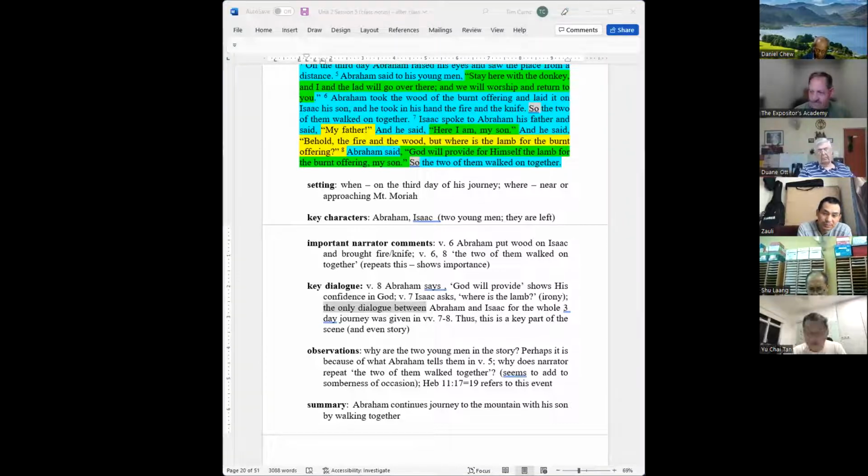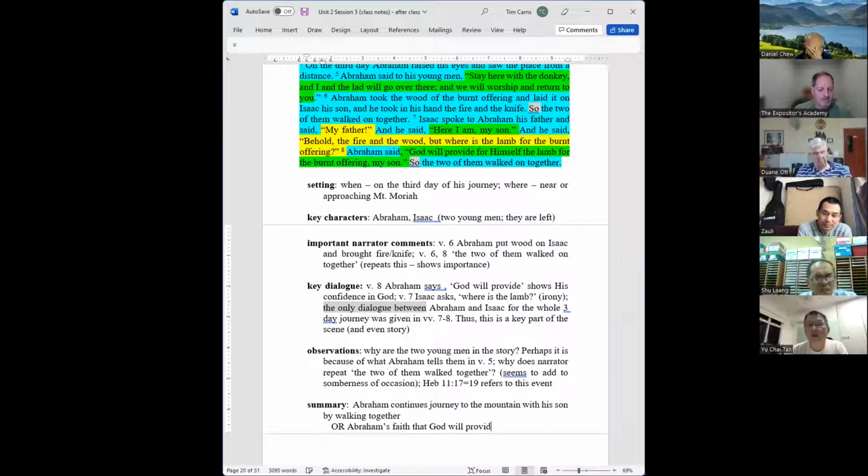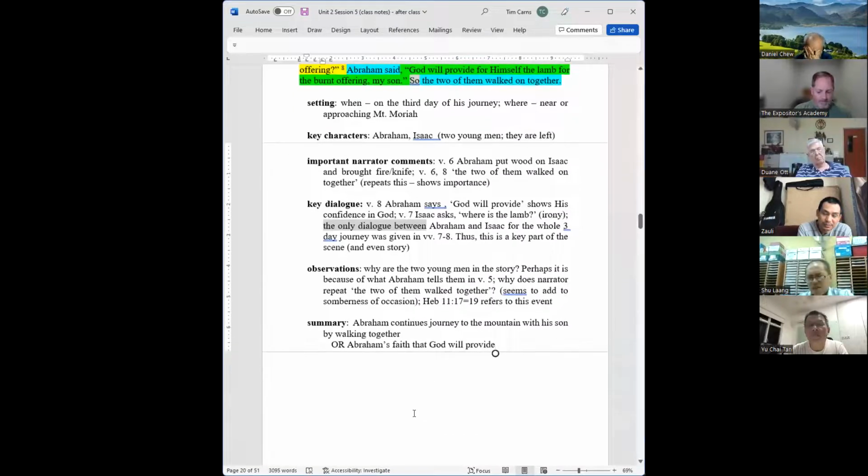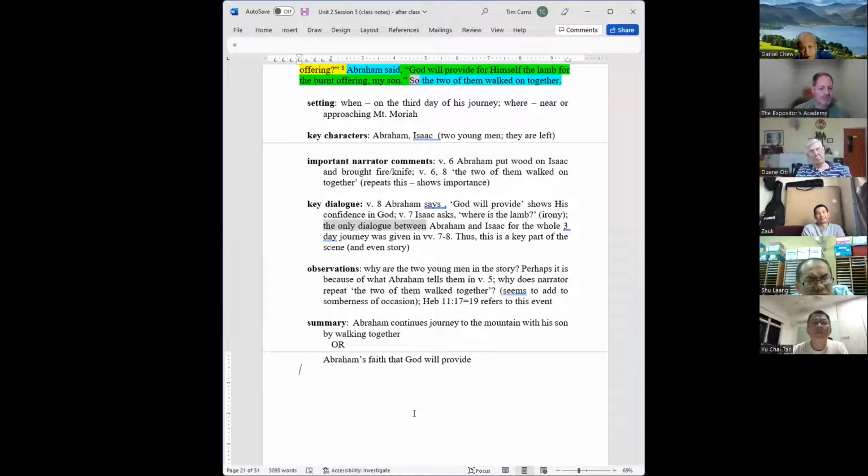I summarized it as Abraham's faith that God will provide. Okay. Or Abraham's faith, yeah. Abraham's faith that God will provide. All right. Okay. Anyone else want to add, modify, change?